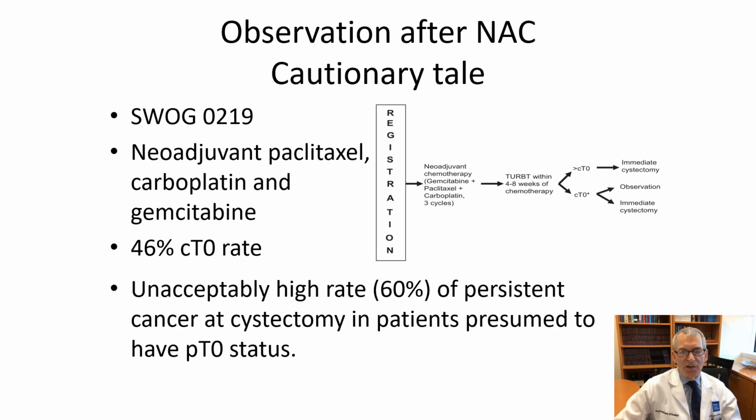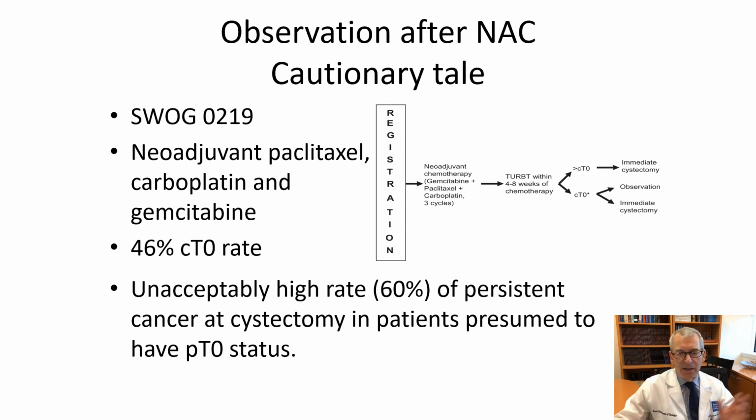So there's a cautionary tale that we learned from a SWOG trial that was conducted quite a while ago, SWOG 0219, and actually Primo Lara from UC Davis was the principal investigator. So they did neoadjuvant paclitaxel, carboplatin, and gemcitabine, and then restaged everybody and found about half of the patients were clinical T0, but of everybody that went on to get a cystectomy, over half of those patients had persistent cancer at cystectomy, despite the fact that they were presumed to have a PT0 status.